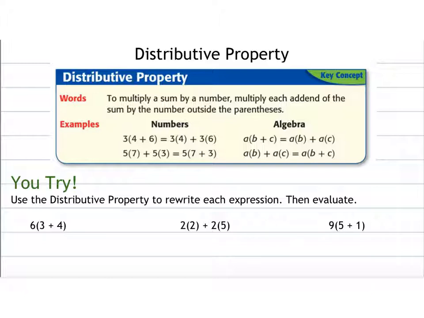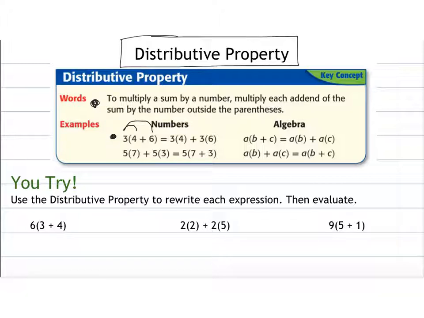All right, distributive property. For each property that we go through, make sure you write it down. You want to have a definition and an example. The definition of distributive property: to multiply a sum by a number, multiply each addend of the sum by the number outside the parentheses. Here's an example. If we have 3 times 4 plus 6, that is the same as distributing and doing 3 times 4 and 3 times 6.